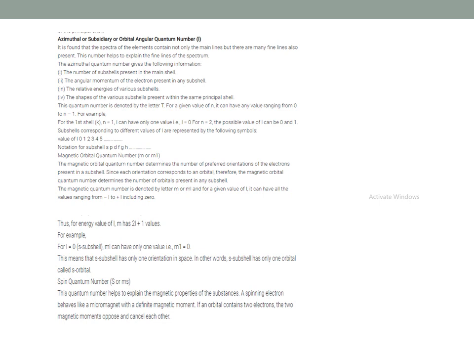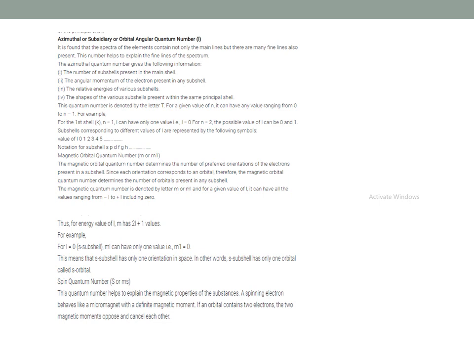This quantum number is denoted by the letter l, and l is equal to 0 to n minus 1. And it gives notation for subshells as s, p, d, f, g, h.